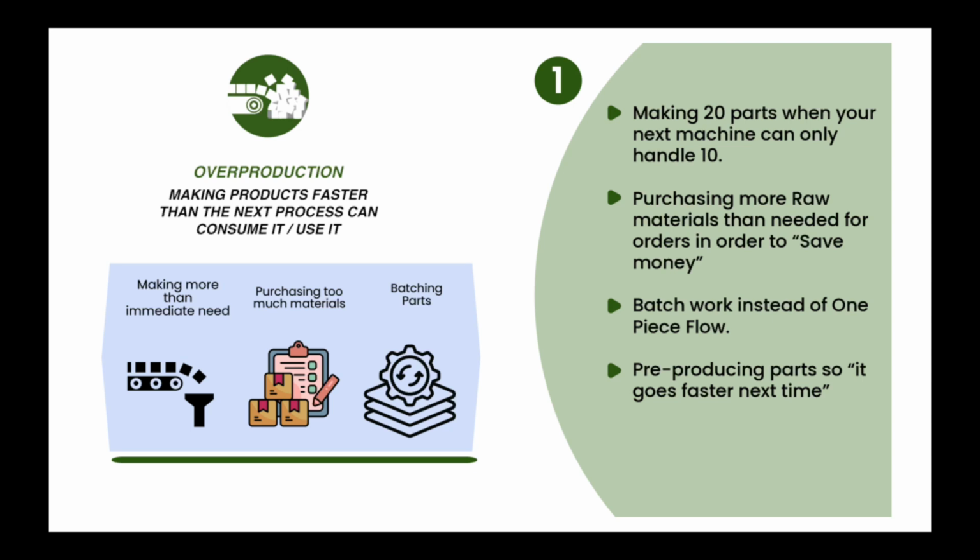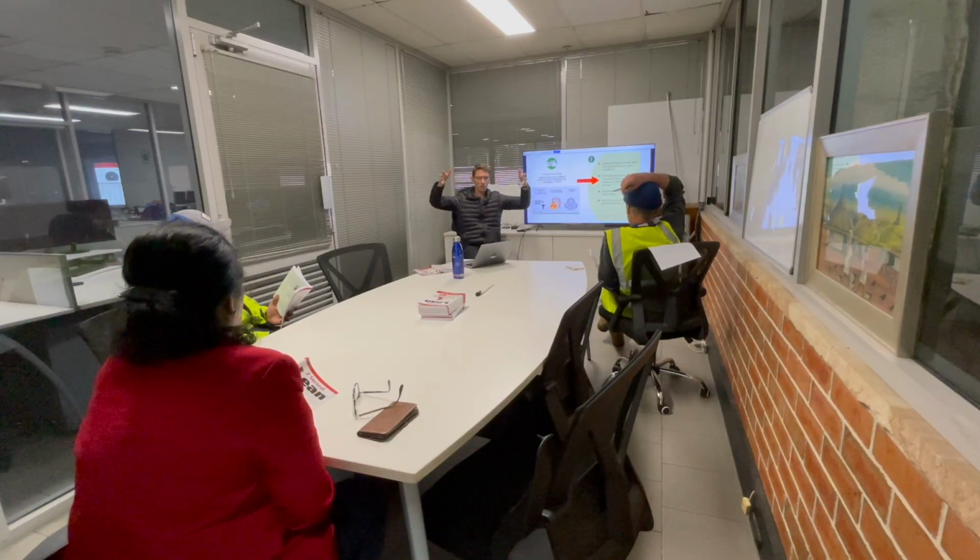First waste, he talks about overproduction. What is overproduction? What do we have here in Sydney Food and Packaging? Watch here, overproduction, making products faster than you can exceed, okay? But purchasing more raw materials than needed for orders in order to save money. So that's, I believe, our biggest key. We're ordering way too much.